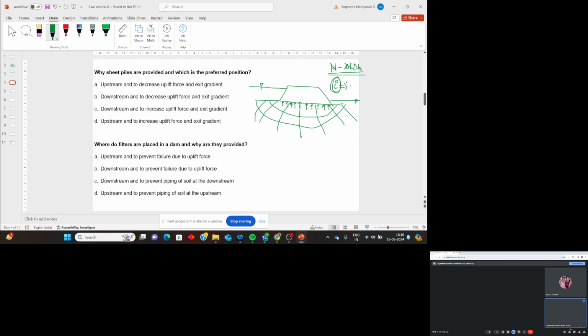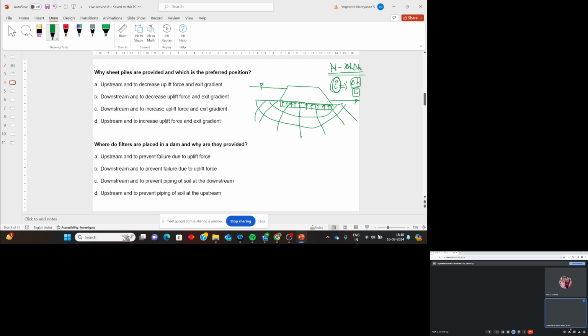So how is I defined? Delta H by L. You cannot reduce delta H, so we increase the seepage length. So the exit hydraulic gradient decreases. So you increase the seepage length. You have to prevent the uplift force in this entire region.